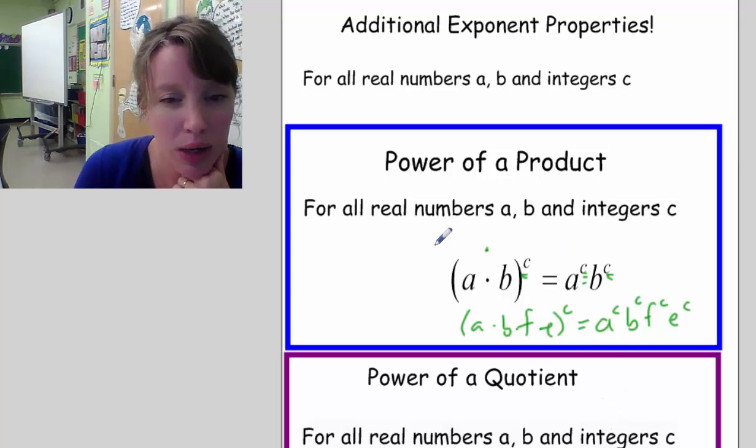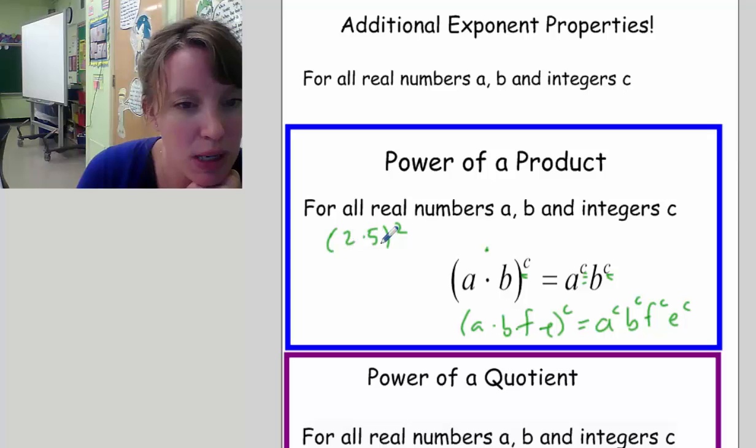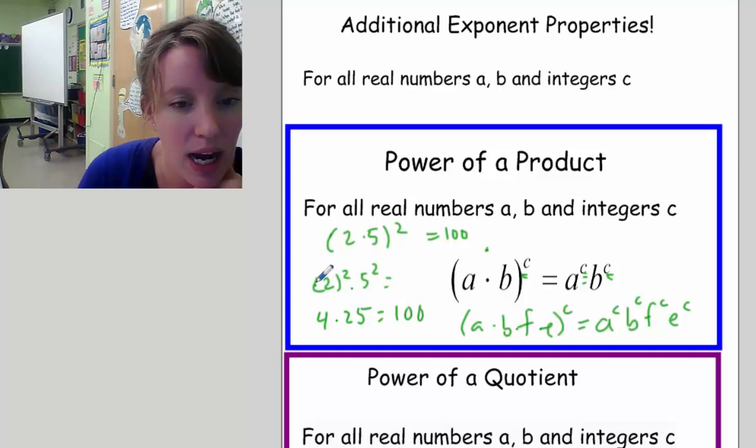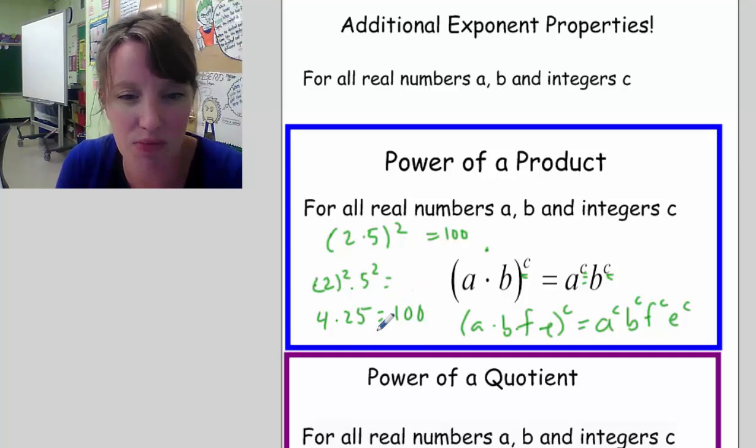Let me give you a quick reason for this. Let's say you had two numbers, like 2 times 5, squared. Well, 2 times 5 is 10 squared. We know that's going to be 100. Our rule says that this is the same thing as 2 squared times 5 squared. But that's just 4 times 25, which is also equal to 100. I didn't need to put parentheses around this 2 because it's not a negative base, but I just did out of habit.